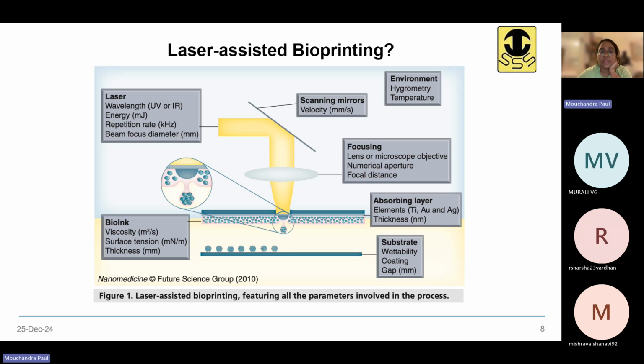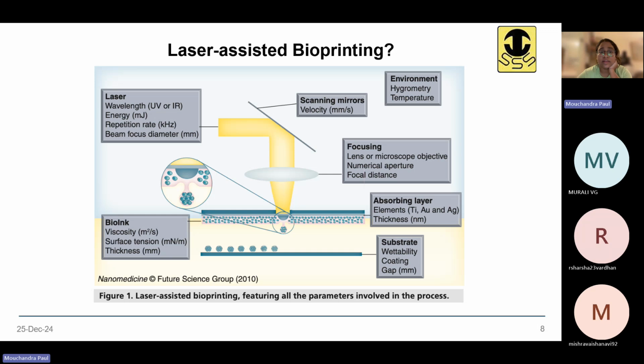And in between the bio ink and the support, there is a laser absorbing interface layer. And whatever drops containing cells that are formed out of the bio ink, that gets deposited on a substrate. So these are the three key elements.